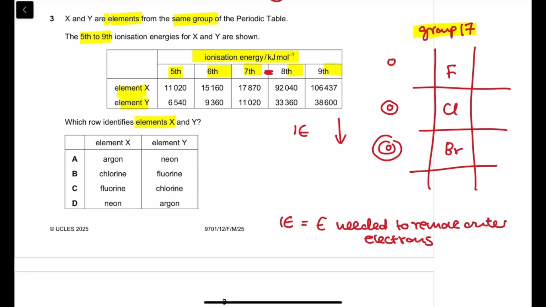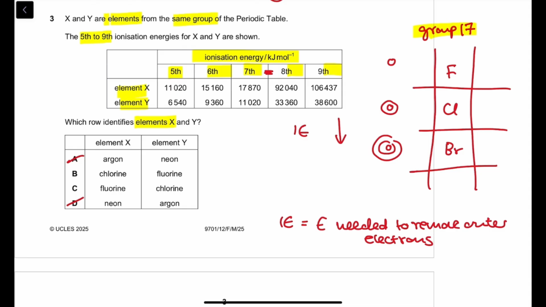This is because the large jump in the ionization energy means that electrons are now being removed from a shell closer to the nucleus, and because it's between the 7th and the 8th, that means the 7th electron was the last electron in the outer shell, so the outer shell must have had 7 outer electrons. So from this I can already eliminate options A and D because argon and neon are in group 18 and not 17.